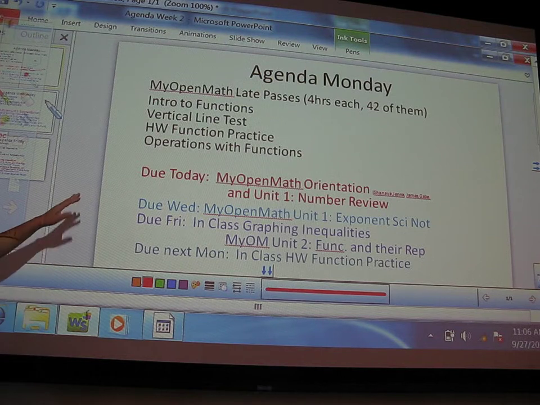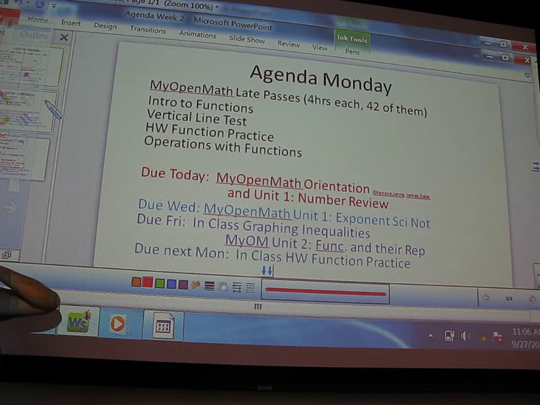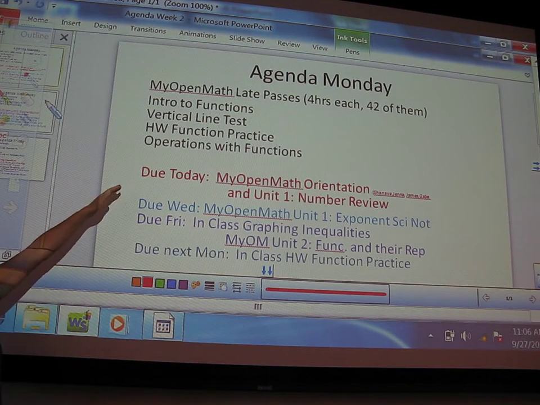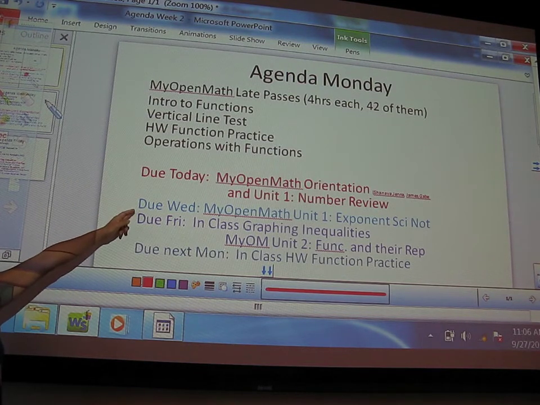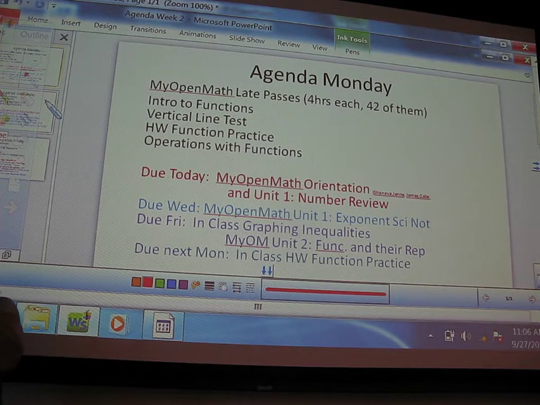Today, again, you have due your My Open Math orientation, and also Unit 1. Wednesday, you have your next My Open Math due, and then Friday, you have another My Open Math due, along with that in-class graphing inequalities handout that we did last class. Okay. Good, so let's go ahead and hop in to our intro to functions.